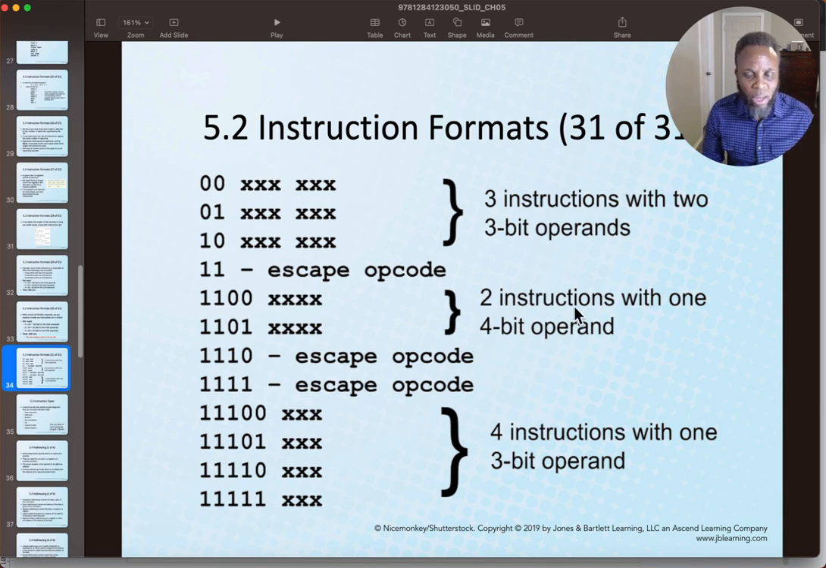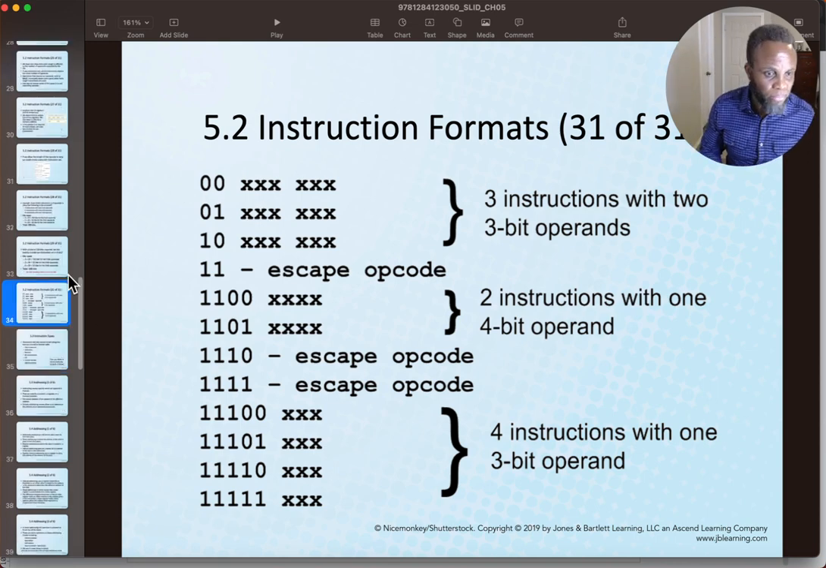And then this is the same kind of instruction set, 2 instructions with 1 4-bit operand, which is this one. But now we have 2 escape codes. Again, I have to understand this. And then this one. So let me record a video dedicated to this. I think this is covered in your textbook on page 313. I'm going to have to dive into this and get back to you folks.